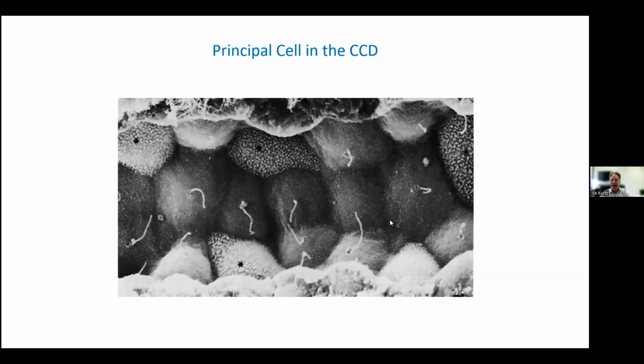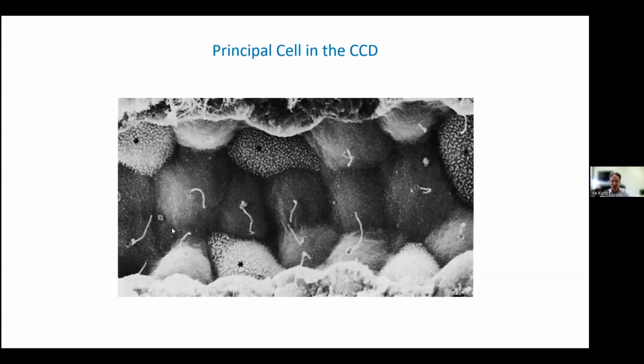And this is a scanning EM of the cortical collecting duct. We're actually sitting in the lumen of the tubule. So just to give you an idea of dimensions, from this side to this side is about 20, 30 microns. Very small. And the urine flows down here at a rate of nanoliters per minute. Very, very slow. The principal cells, as I mentioned before, can be recognized.